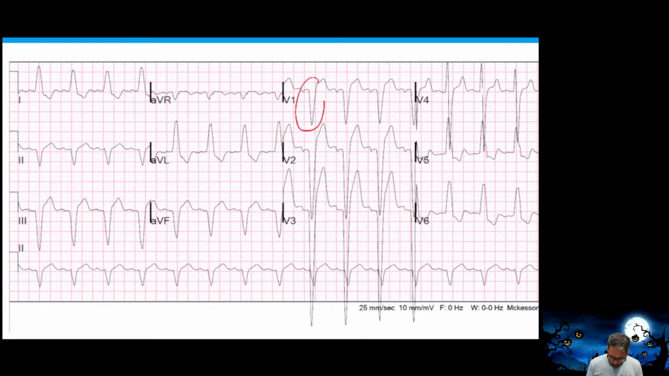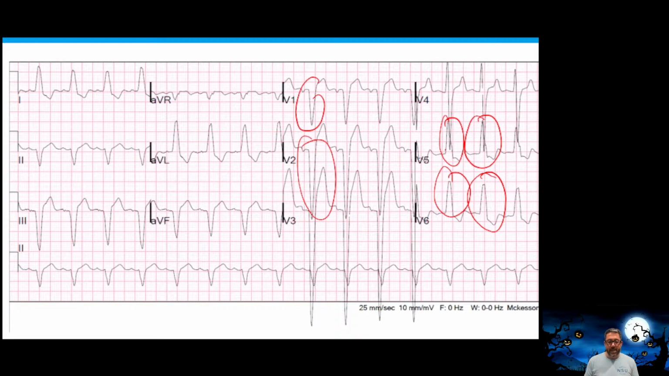Now, in V1, V2, we have these deep S waves. Because of this, and this, you can see a little bit there, that is the bunny ears. And because it's dealing with V5 and V6, that is your left bundle branch block.